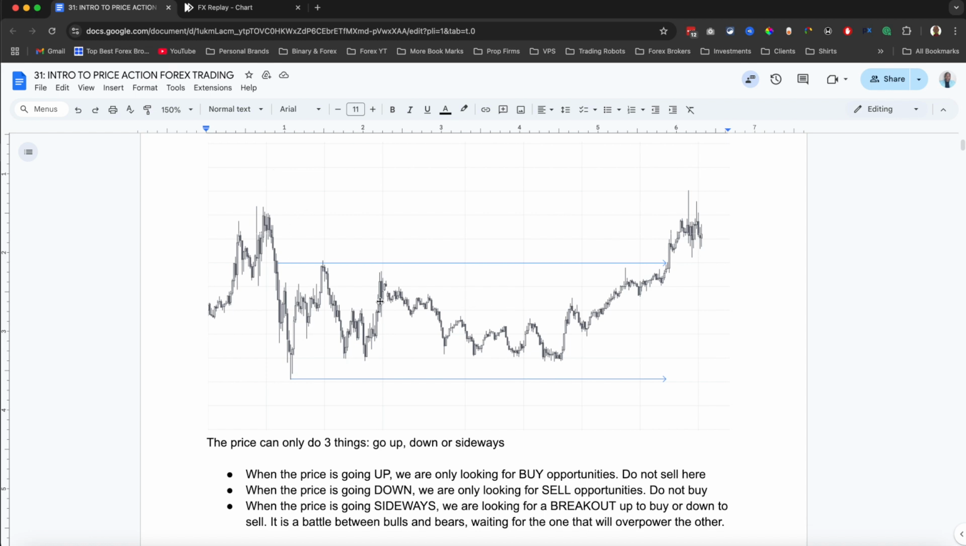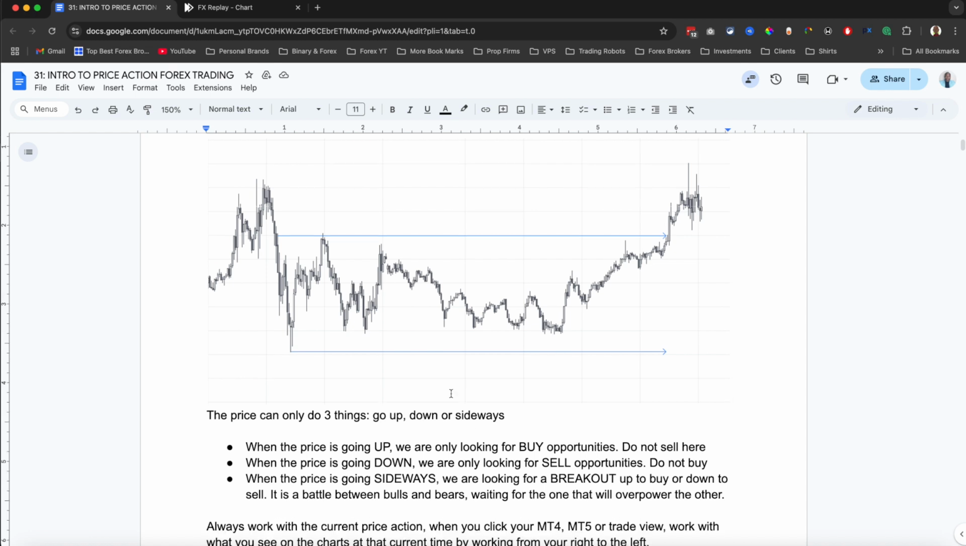If the price is going down like this, then we don't look for buys, because the dominant trend is a downtrend, so you'll be taken out. If you understand these rules that I'm going to mention here, then most of the time you'll get your trades correct. If the price is going up, only look for buys. If the price is going down, only look for sales. When the price is going down, we are looking for sell opportunities. We don't look for buy opportunities, because the dominant trend is sell.